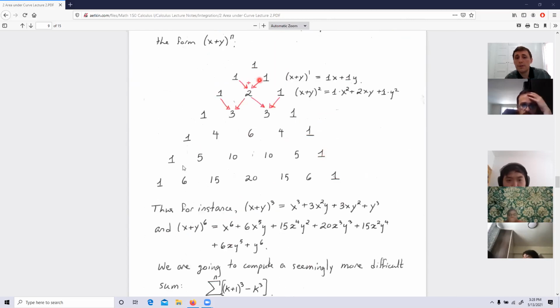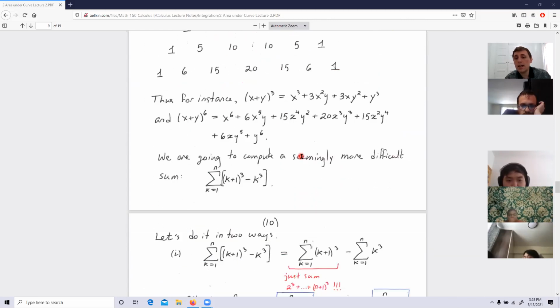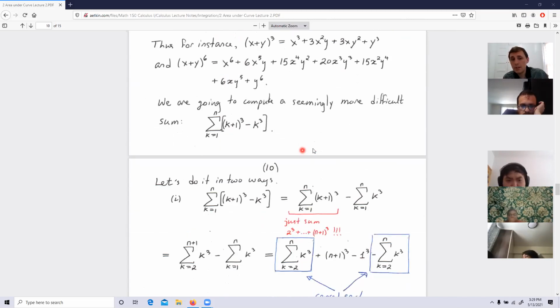So first, we already have the Pascal triangle. We know how to cube numbers, yes? So I am actually going to solve it as a telescoping sum. So summation, I'm going to consider summation of k plus 1 cubed minus k cubed. So what is this thing?